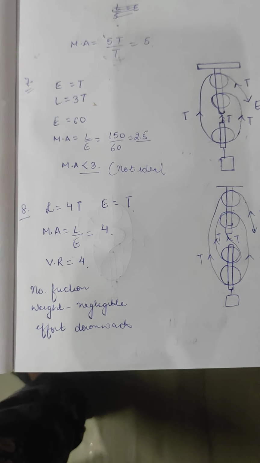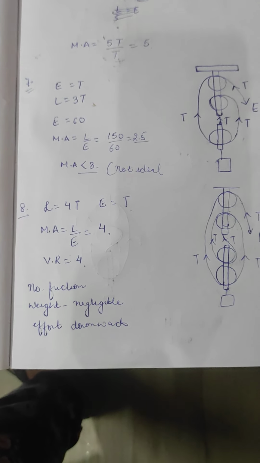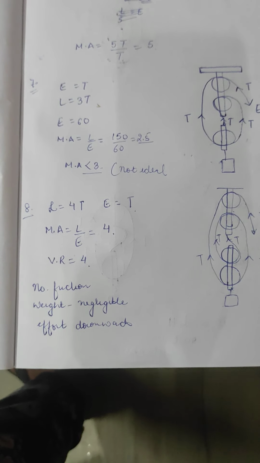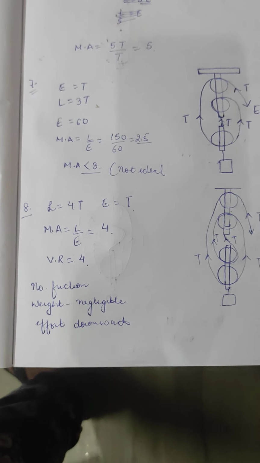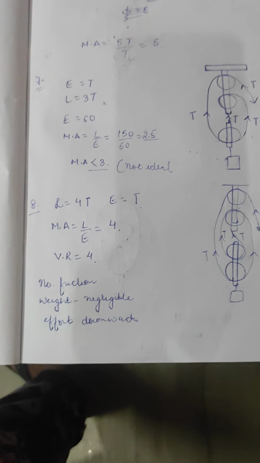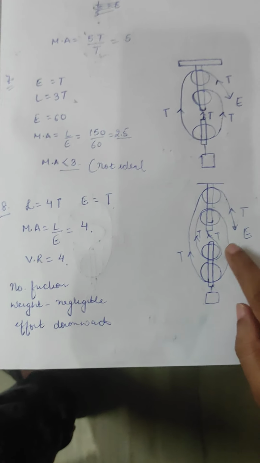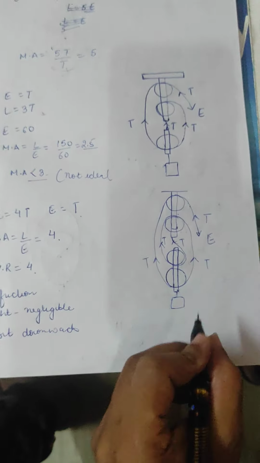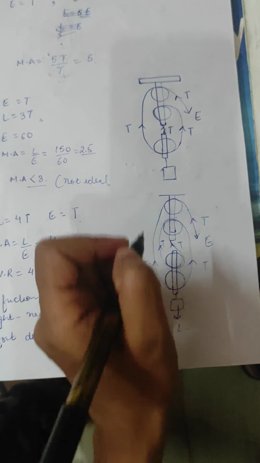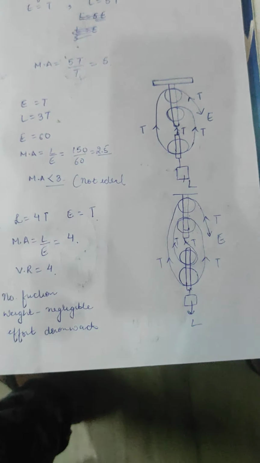Okay, 8th question, again a different block and tackle system is given to you. They are saying it shows a system of 4 pulleys. The upper 2 pulleys are fixed and the lower 2 pulleys are movable. So first of all you have to draw the diagram. Draw the diagram means mark all the tensions, effort and load. This is also important to mark, load.